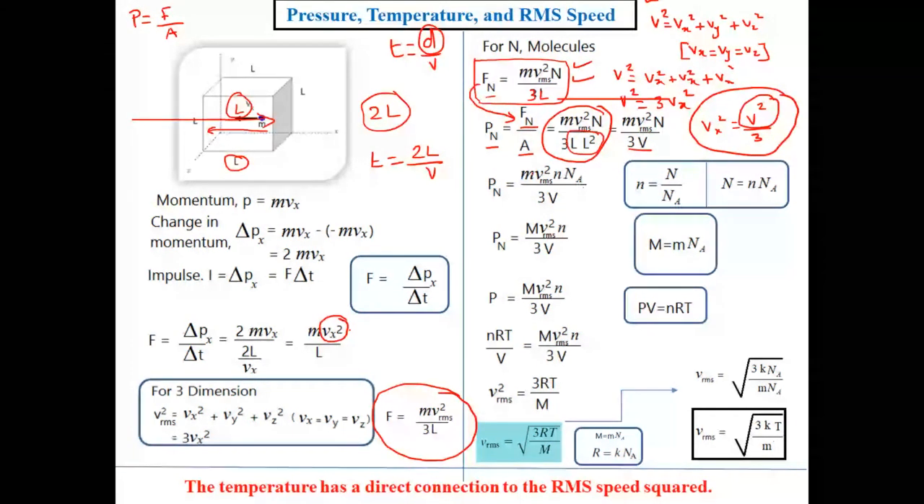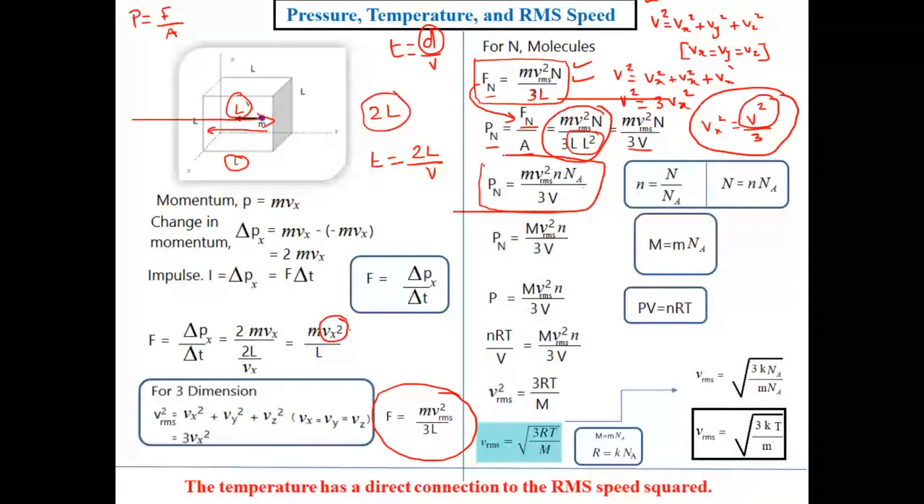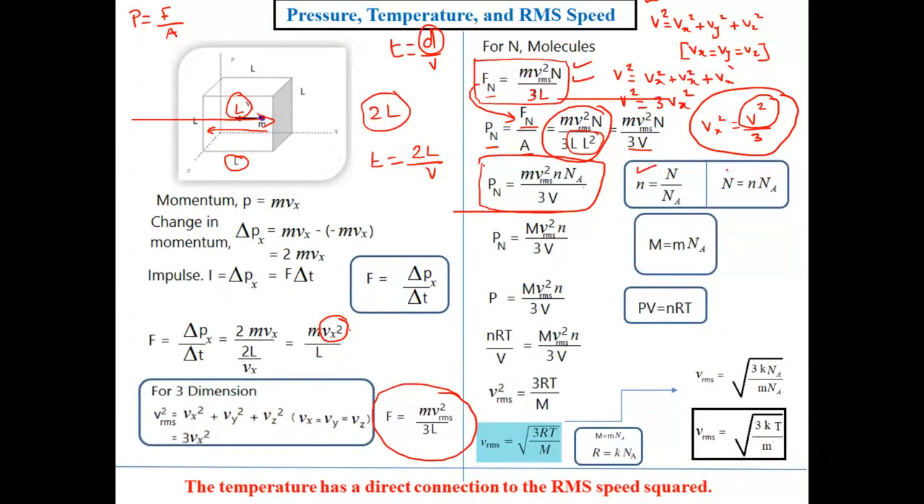Now, my dear, listen carefully. We got this equation for n number of molecules. We already studied this small n and capital N. So from this small n formula, we can find the capital N. Take this n value and substitute here. If you substitute, you will get this equation.